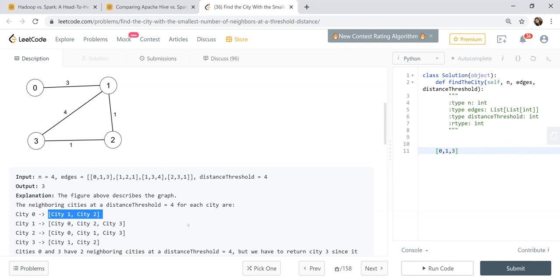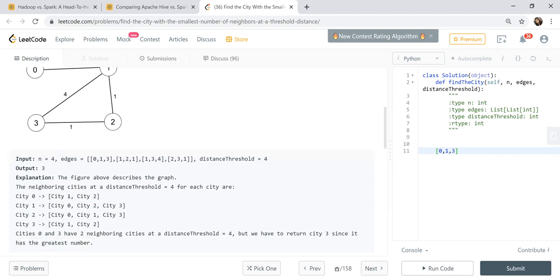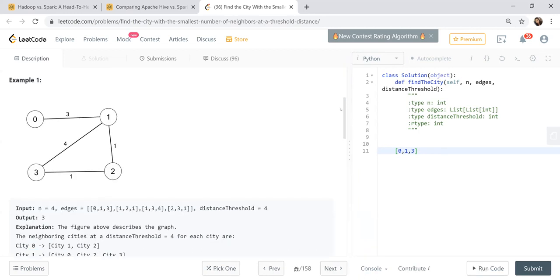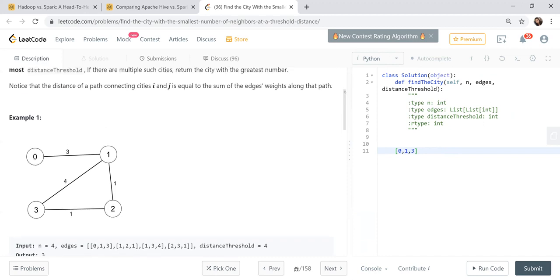And what we need to return is the city with the minimum number of cities which we can cover in that threshold. For example, over here, cities 0 and 3 have 2 neighboring cities at a distance threshold of 4. So we return 3 because it is the greatest number. If we have the same number of cities, then we just need to return the city with the greatest number, which is 3. So everyone understands what the question is saying? Any doubt about the question?